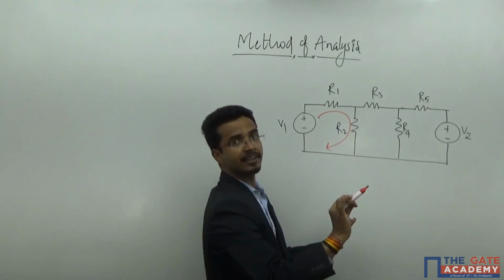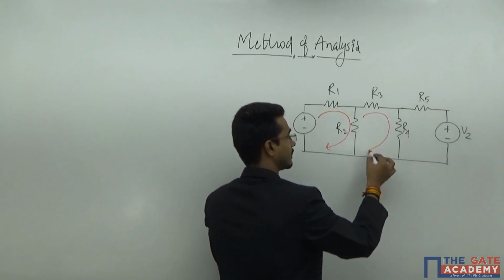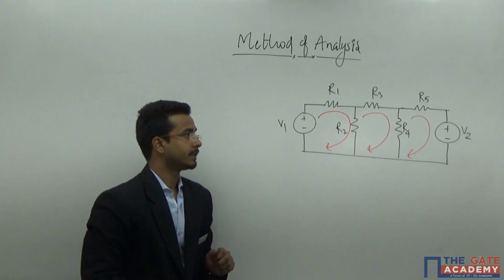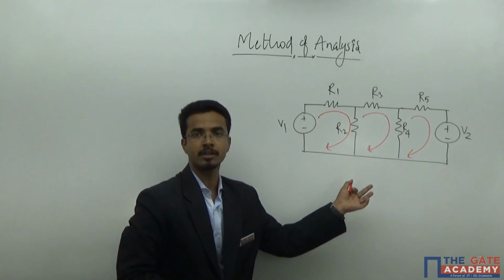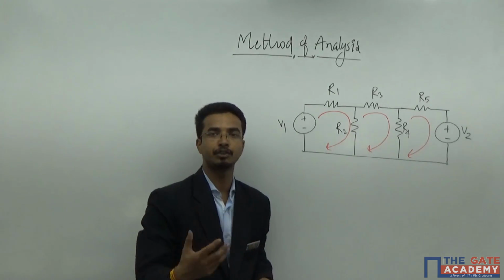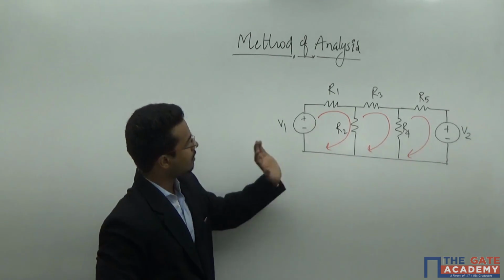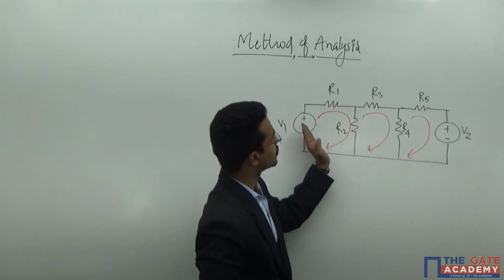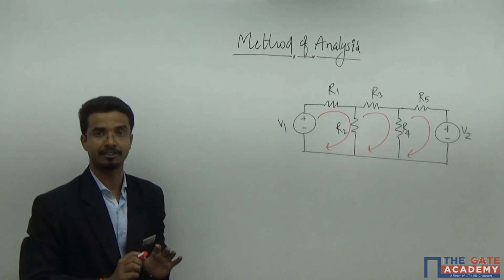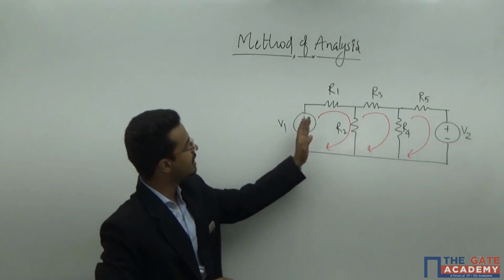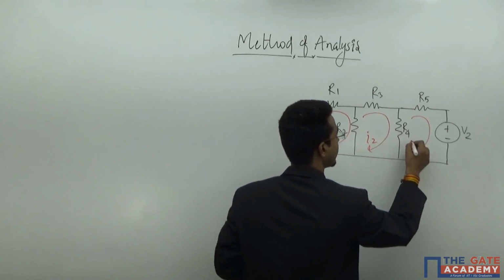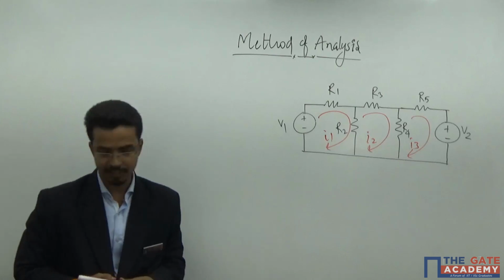You can choose any direction, but here I am taking only the clockwise direction. If you choose the wrong direction, you will get a negative answer at the end, which just means the direction you assumed is opposite. Now, I have decided the direction clockwise universally here. So three meshes are here, and I have decided the current I1 in this, I2 in this, and I3 in this. The mesh currents.